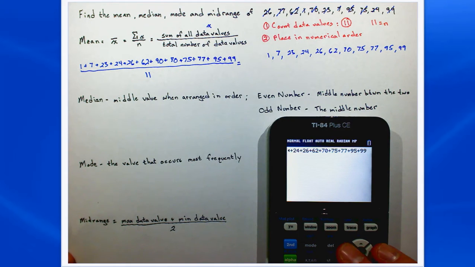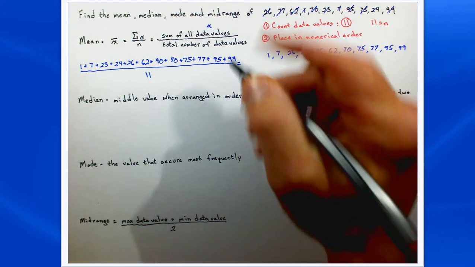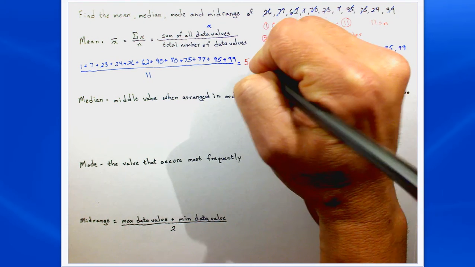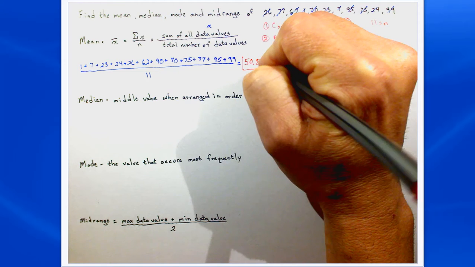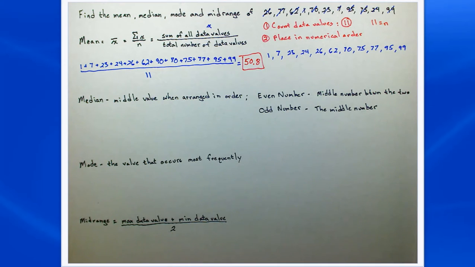So 99, 95, 77, 75, 70, 62, 26, 24, let's go over 23, 7, and 1. I think I'm good. I have 559 divided by 11. I end up with 50.81. So I will write 50.8 as my answer. 50.8. That is my mean.